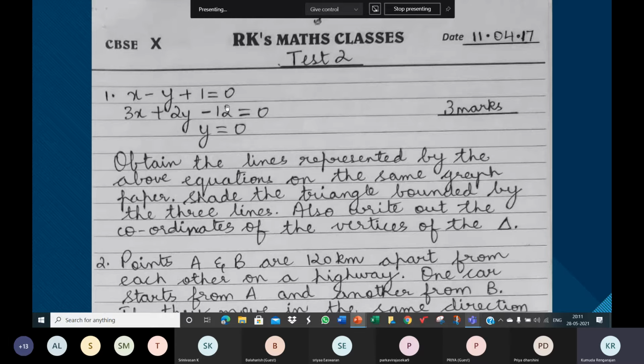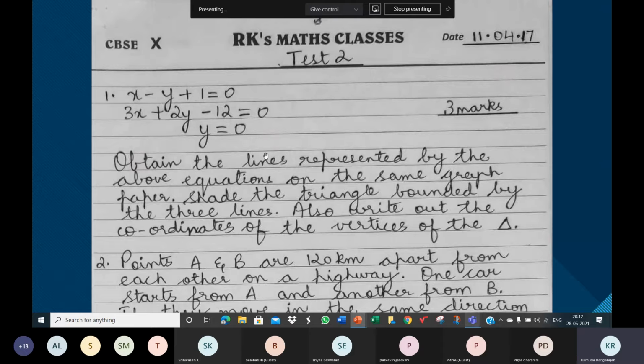Please take the first one. x minus y plus 1 is equal to 0. 3x plus 2y minus 12 is equal to 0. y is equal to 0. Obtain the lines represented by the above equations on the same graph paper. Obtain the lines, meaning get the lines represented by the above equations.